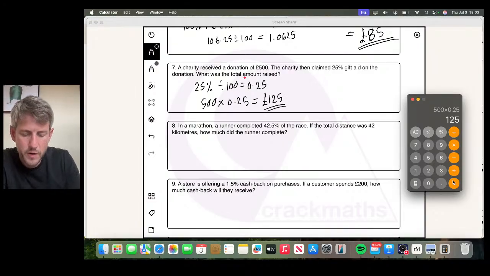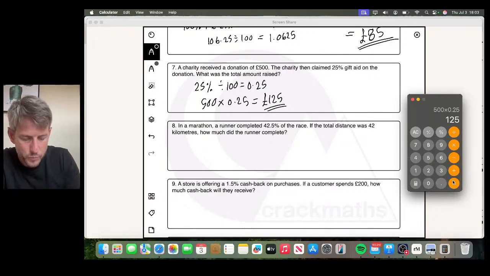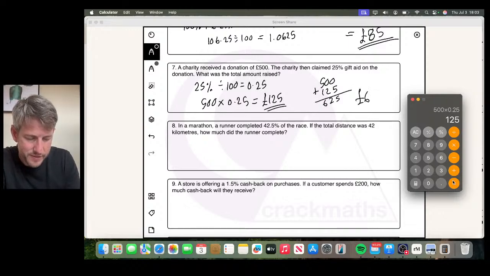So what was the total amount raised? So that means the original amount and the gift aid. So we've got £500 plus the 125, and that's going to be 625. So there we go. The answer for that is £625.